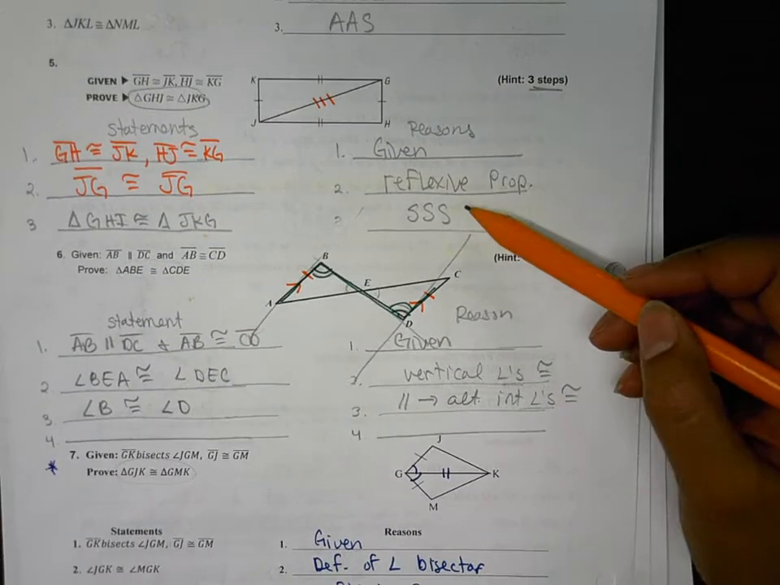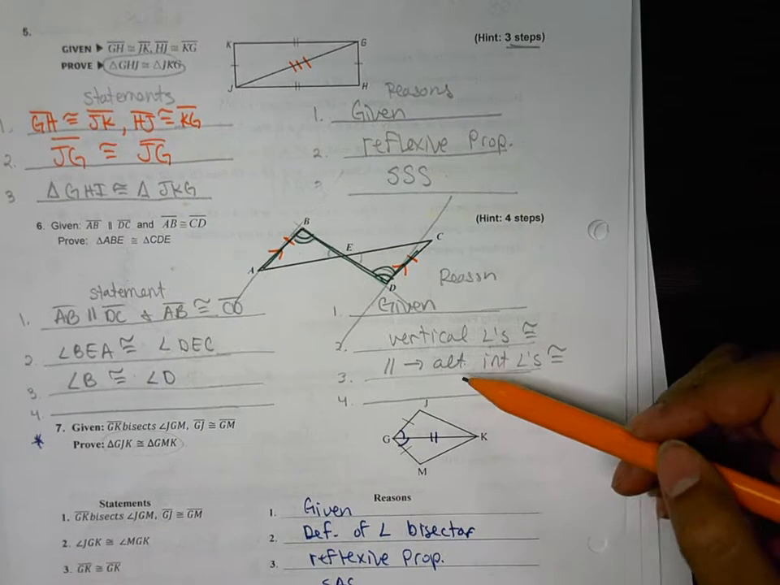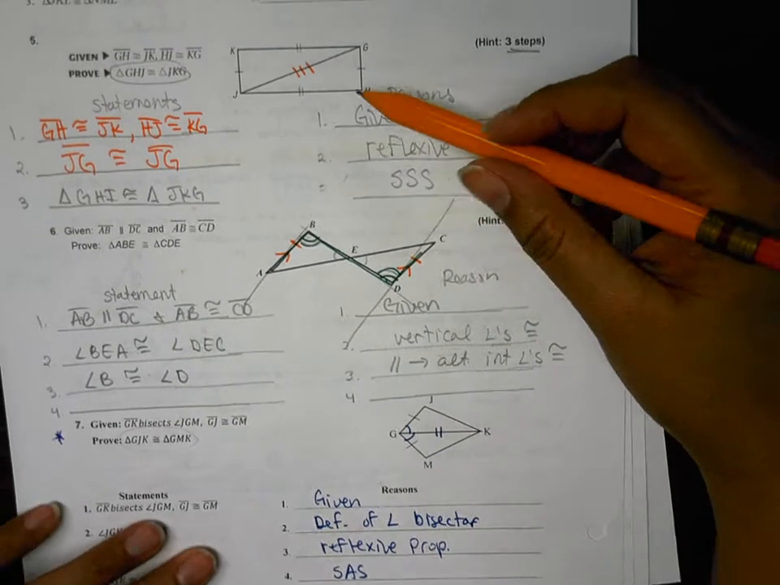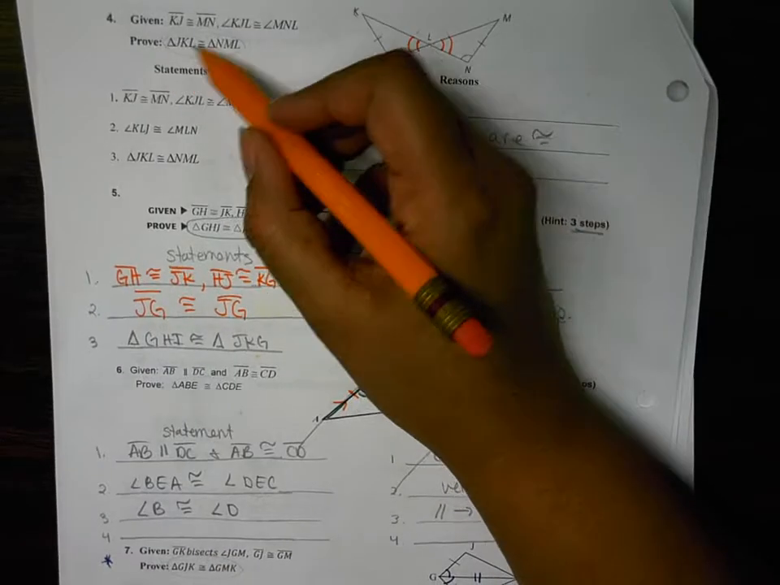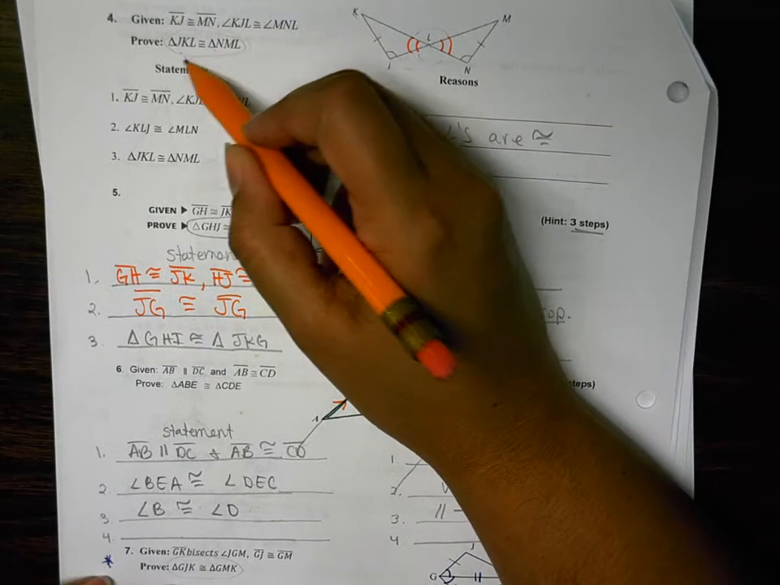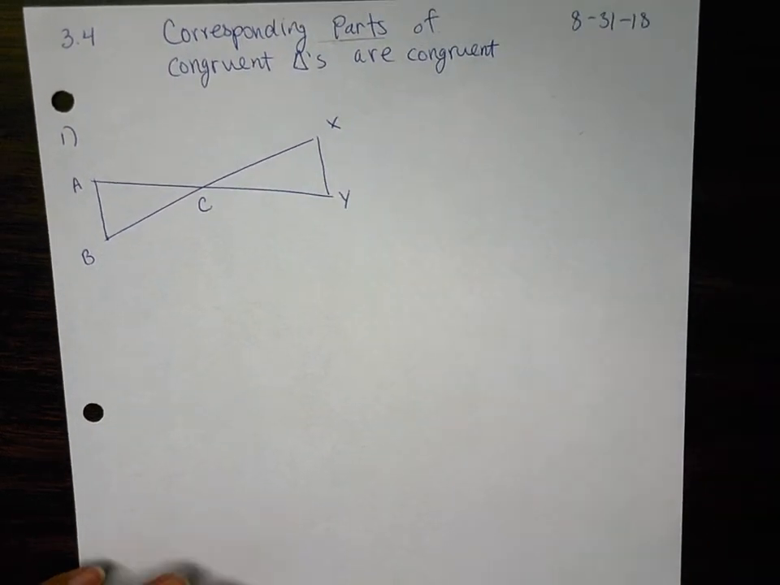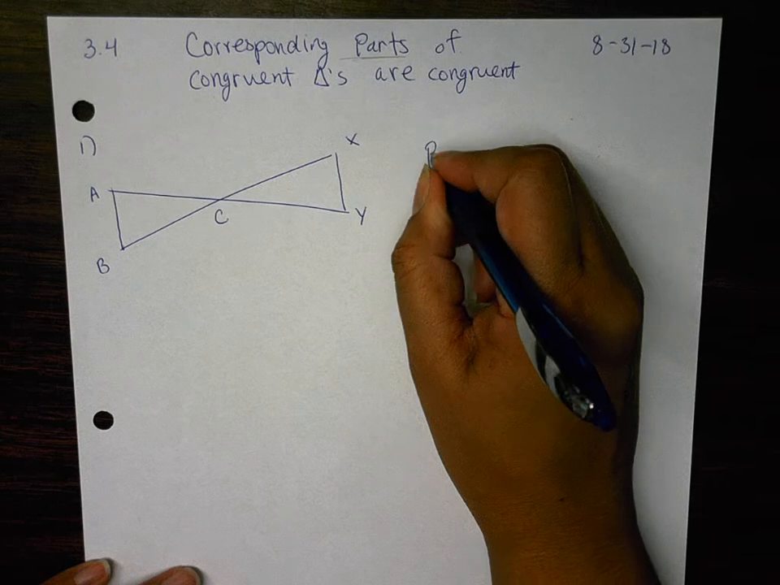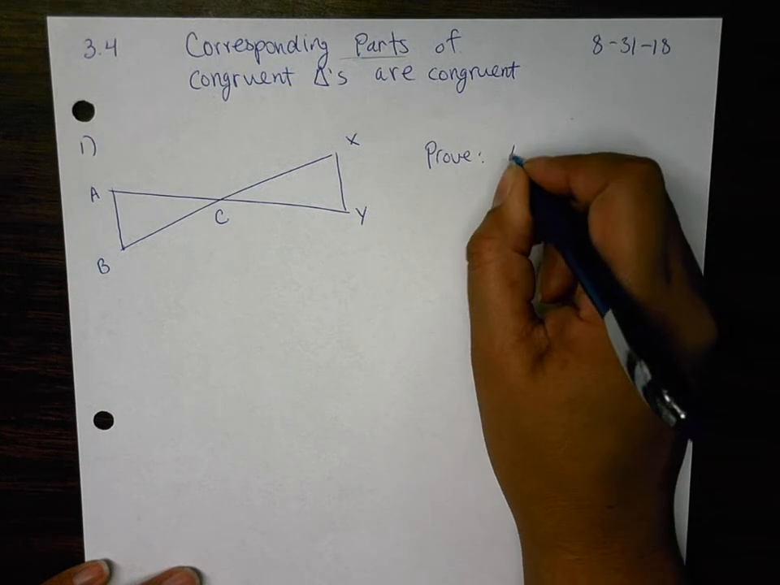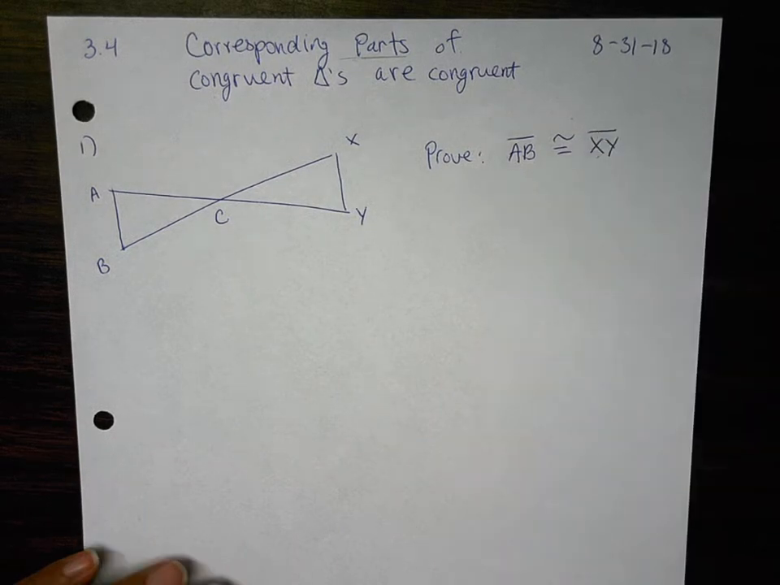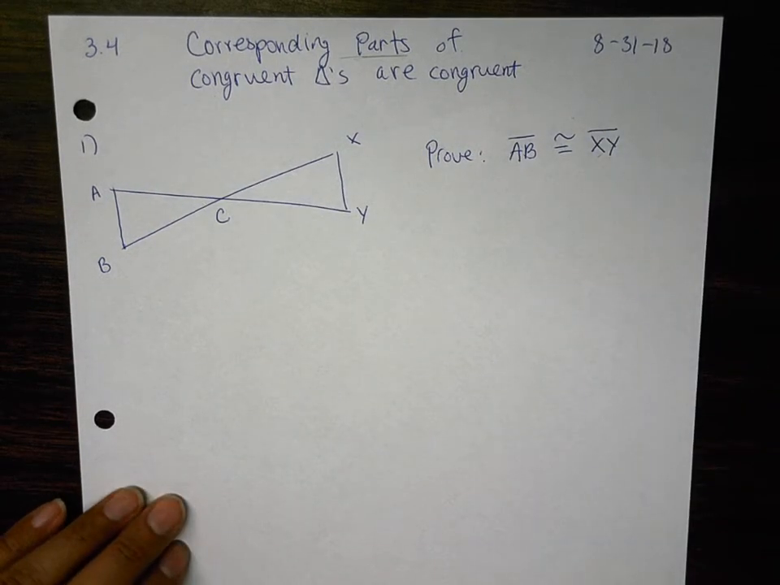And look at the way they all ended. Here I have angle, angle, side. Here I have side, side, side. Here we didn't finish it off, but down here at the bottom I have side, angle, side. They all end with those 3-letter postulates because we were trying on all of them to prove that two triangles are congruent. Today what we're trying to prove is parts of the triangle are congruent. For example, number 1, we're going to try to prove that side AB is congruent to side XY.